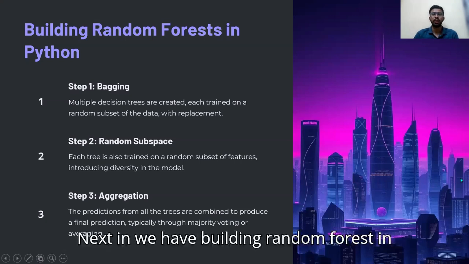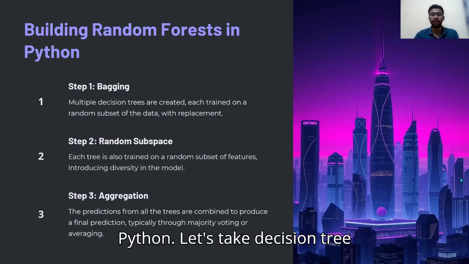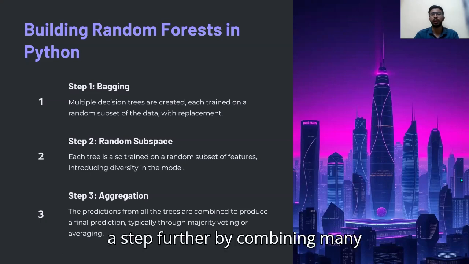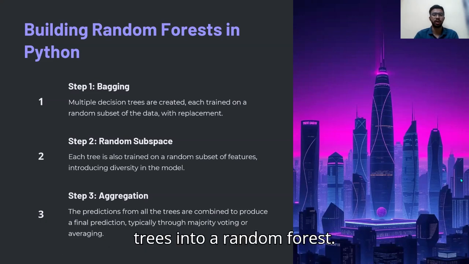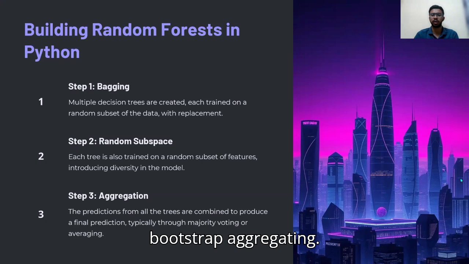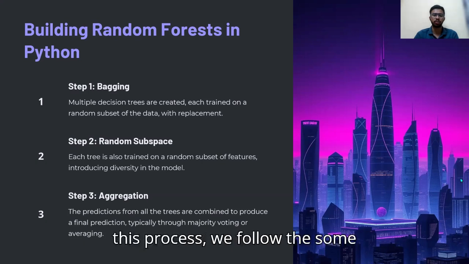Next we have building random forest in Python. Let's take decision trees a step further by combining many trees into a random forest. This technique is called bagging, or bootstrap aggregating. For this process we follow some steps.